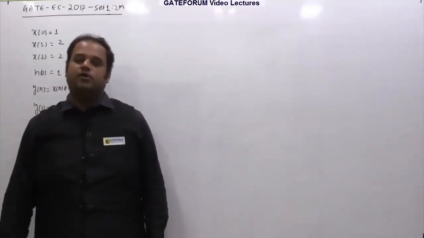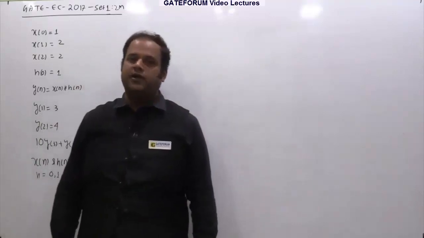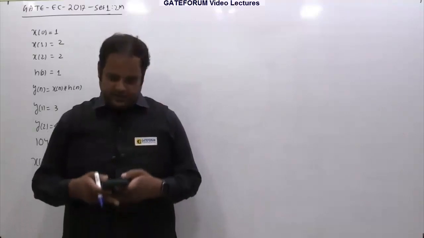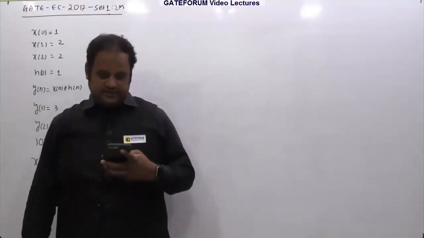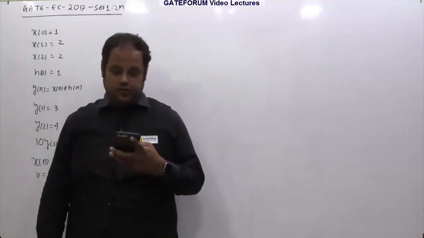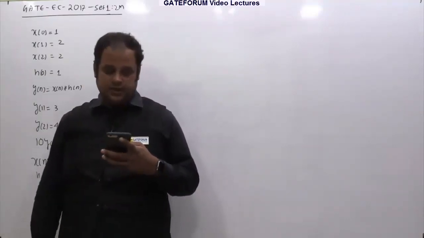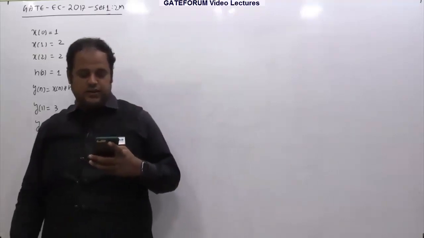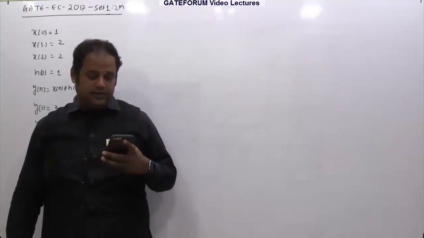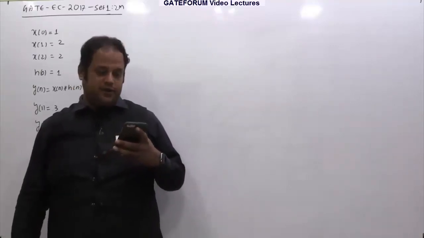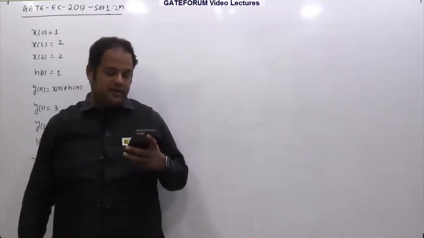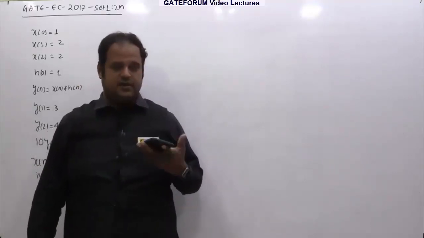This is a 2-mark question asked in GATE 2017 of Set 1 Electronics. This is from Signals and Systems and from the LTI system topic. The given question is, two discrete time signals x of n and h of n are both non-zero only for n equal to 0, 1 and 2 and are 0 otherwise. It is given that x of 0 equals 1, x of 1 is 2, x of 2 is 1 and h of 0 is 1. Let y of n be the linear convolution of x of n and h of n. Given that y of 1 equals 3 and y of 2 equals 4, the value of the expression 10 times y of 3 plus y of 4 is dash.